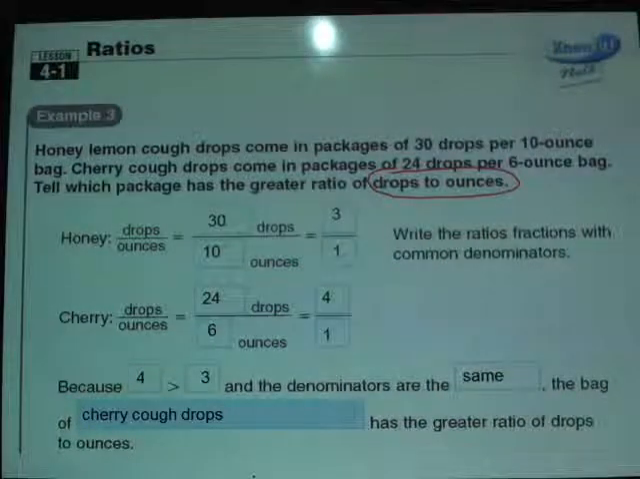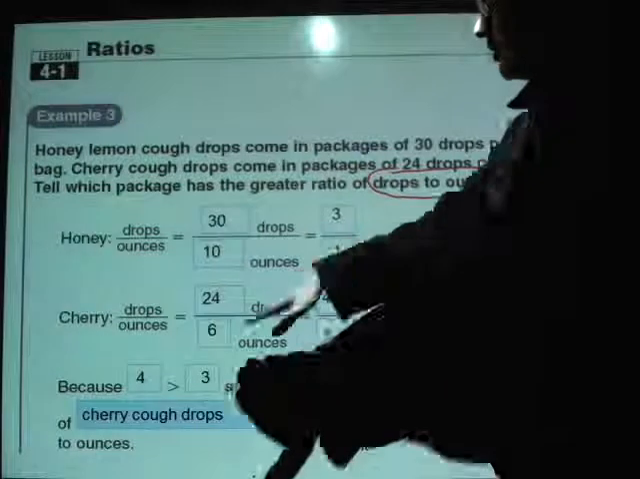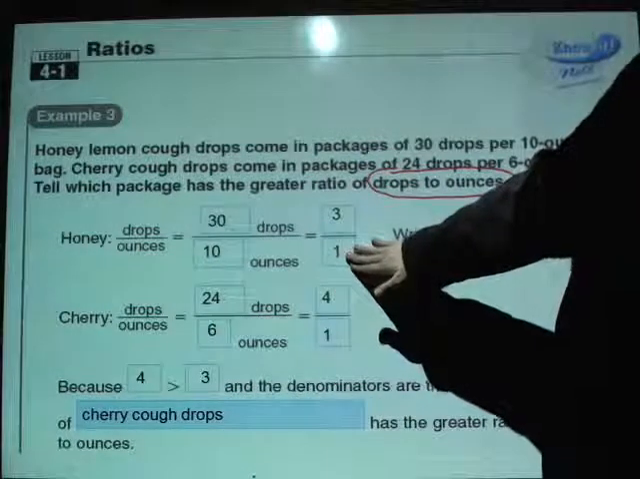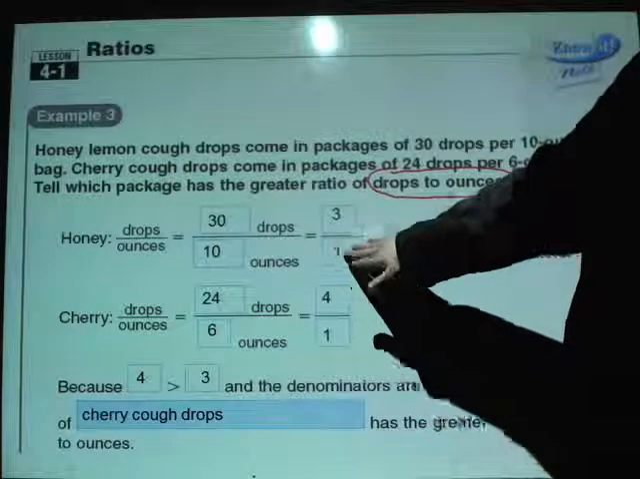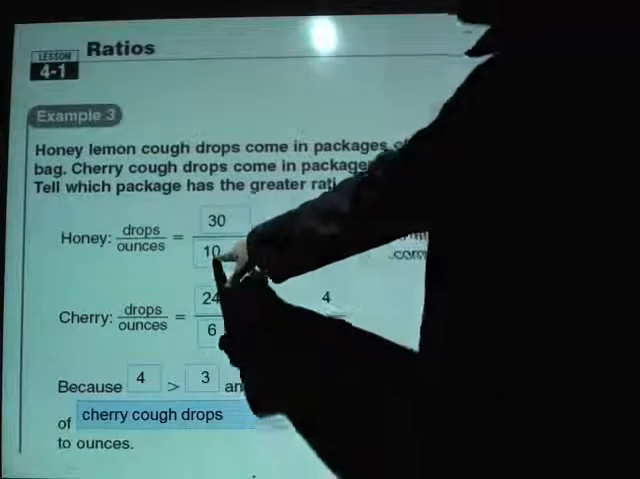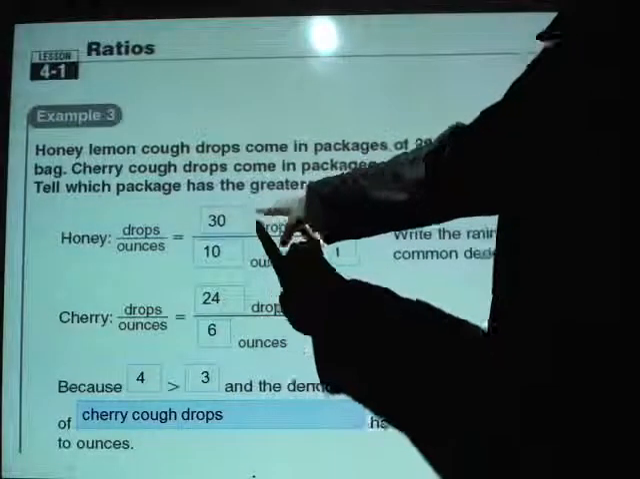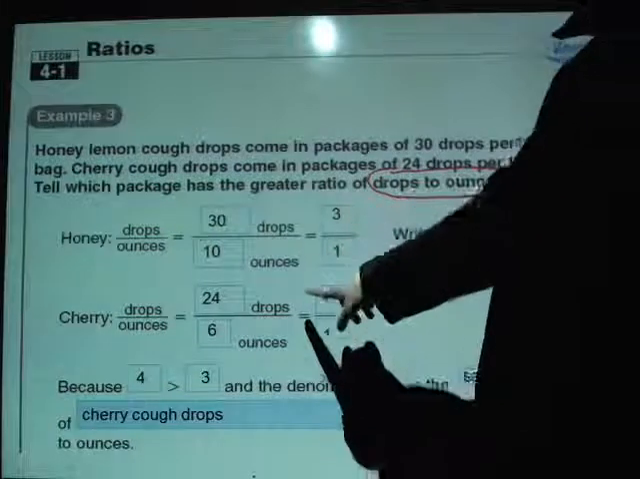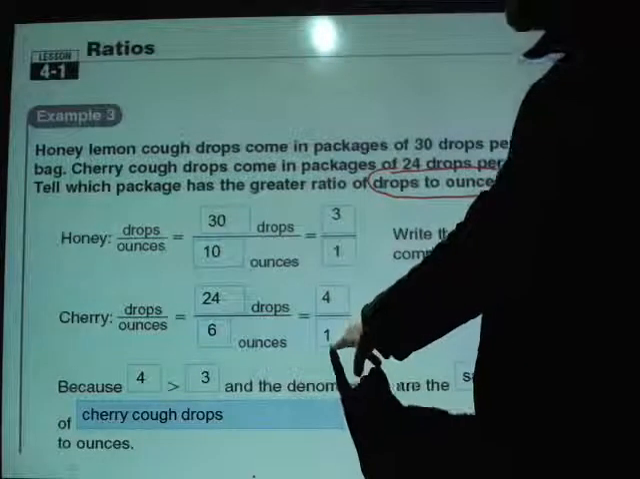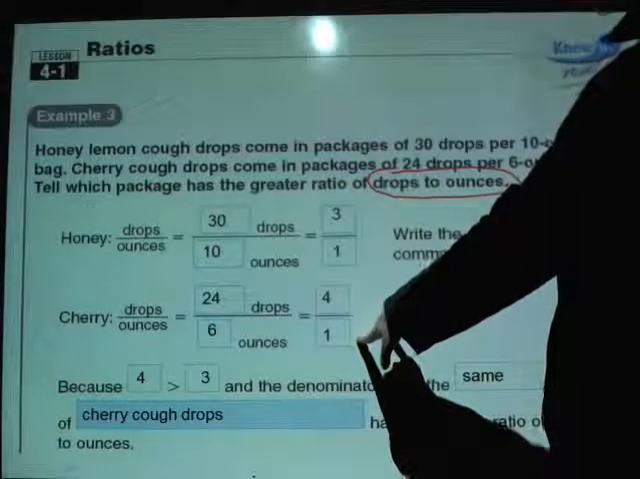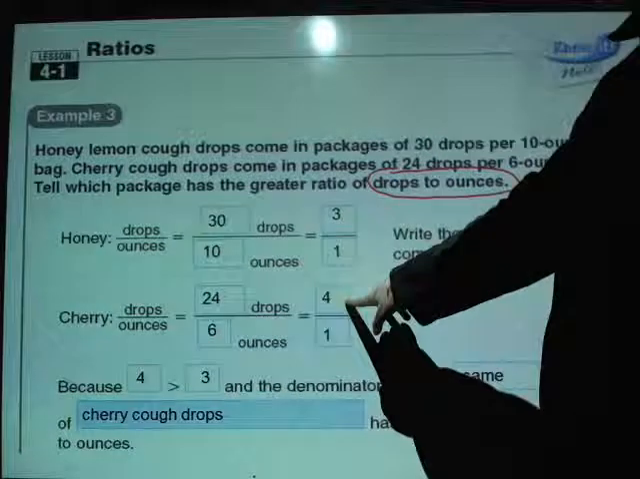Now again, the goal here is the same, to look at how many we're getting per 1 ounce. So both of these bottom numbers, denominators, are both going to become 1 here. So if we're looking at this one on the top, I'm saying, what am I dividing out to make this bottom number become a 1? Well, to go from 10 to 1, you divide by 10. So you have to do the same thing in the top. 30 divided by 10 is 3. To make the bottom number down here for cherry become 1, what did I divide by? Well, to go from 6 to 1, I would have had to divide by 6. So I'm going to divide the top by 6 as well.